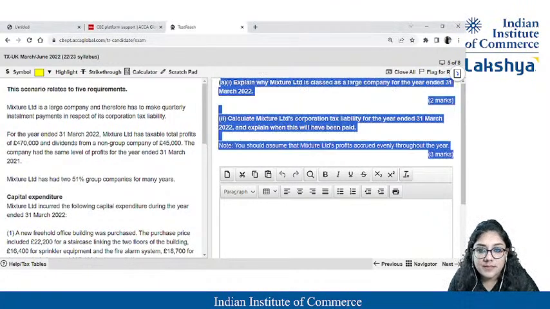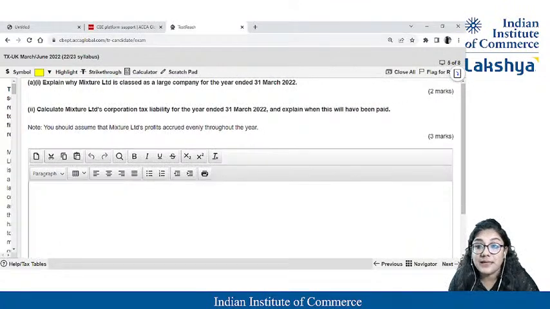Students, what have they asked us in the first? So basically, students, there are 3 requirements. Explain why Mixture is called a large company. Large company. Do you know something about large company and small company? Have you heard about this situation? Large company, small company. I hope you would have heard about it.